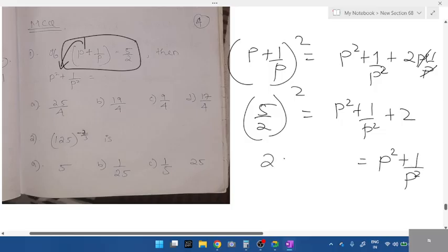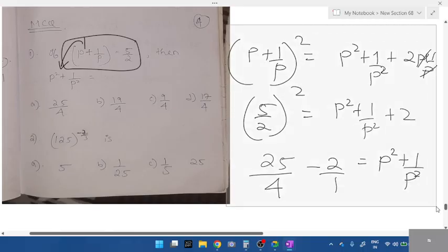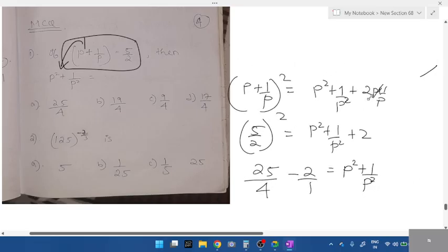Open the bracket. 5 square is 25. 2 square is 4. If you have just written 5 by 2, that is wrong. You won't get any marks for this. Plus 2 goes to the other side, minus. This is an MCQ question, 1 mark.